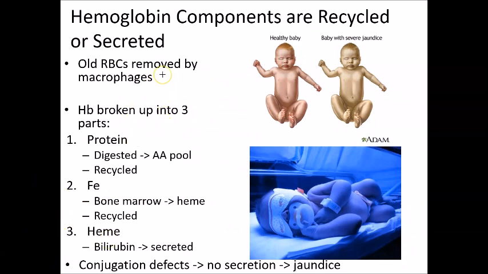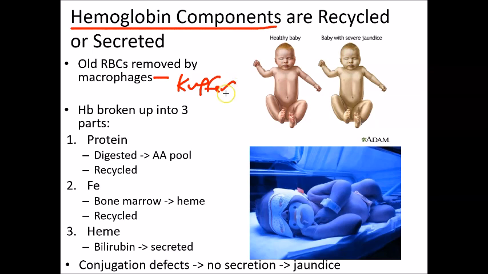Now, we mentioned that iron was important in terms of the diet, and the components of hemoglobin are actually recycled, and some of it is considered waste and secreted. So your old red blood cells are removed by macrophages. Macrophages are specific white blood cells that are very important in terms of destroying things. We have them in various parts of the body. As an example, we have what are called Kupffer cells.